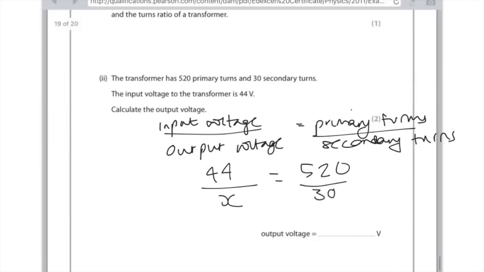It's up to you what maths you want to use to do this. What I tend to do is flip the whole lot, so it becomes X over 44 equals 30 over 520. And then all you need to do is use your calculator to do 30 divided by 520 and then times it by 44 to get X by itself, and X will equal 2.5 volts.